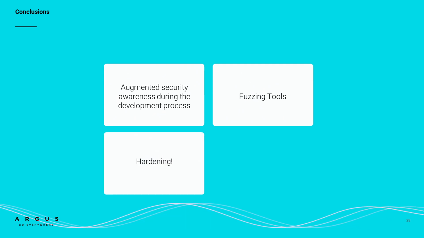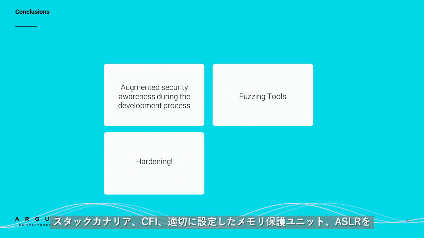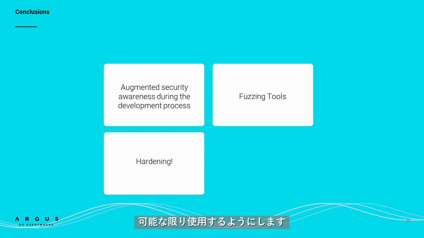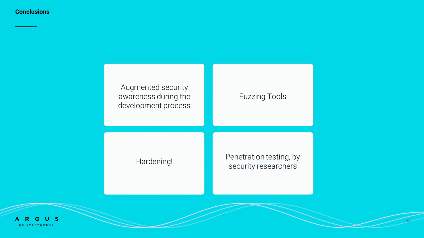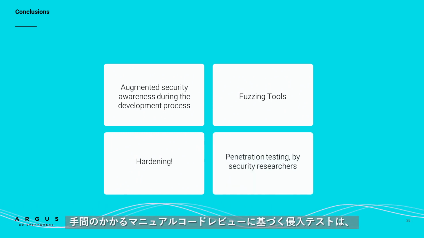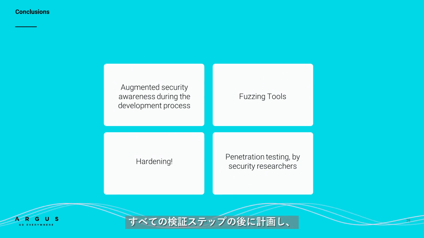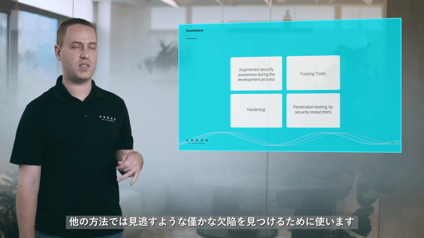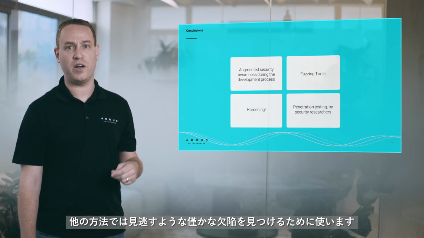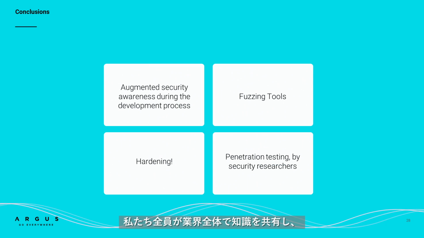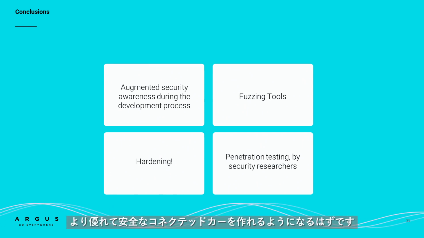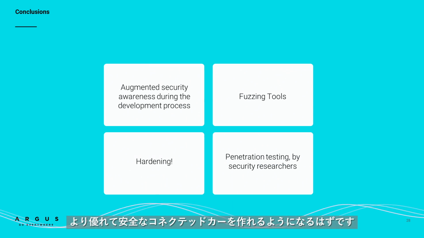Hardening is crucial. Use stack canaries, CFI, properly configured MPUs, and ASLR whenever possible. Penetration tests based on labor-intensive manual code review should be planned after all the other validation steps to catch the more subtle faults that would otherwise be missed. Knowledge sharing across the industry will help us all learn from each other's insights and create a better and safer connected vehicles.